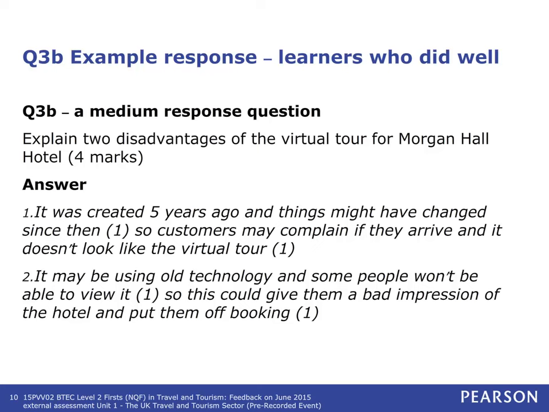Let's now look at a different type of question. Question 3B was a question requiring a medium-length response. A brief scenario was provided from Learning Aim C, the role of consumer technology, giving details of a virtual tour in a hotel. The question was testing learners' understanding of this type of technology for a hotel. Some basic application of knowledge of advantages and disadvantages was required.